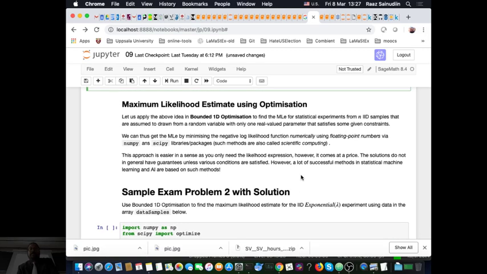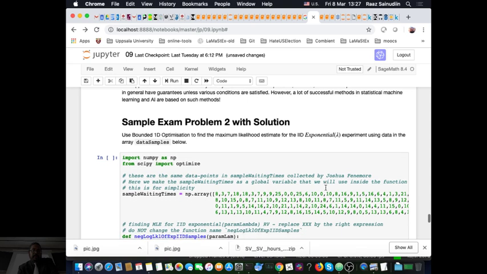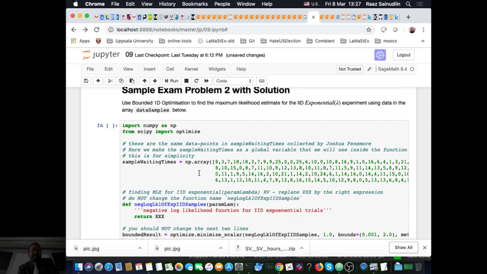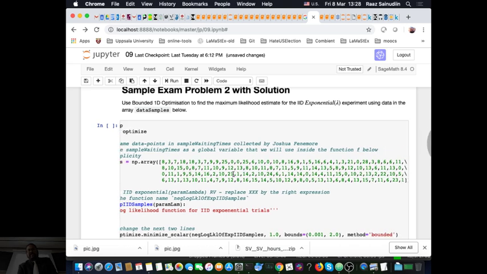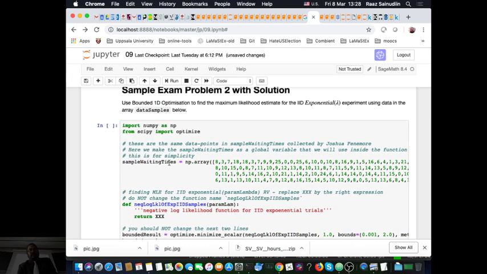Maximum likelihood estimate using optimization is basically the thing here. What do we do? So let's say we look at the sample waiting times problem, right? This is actually Joshua Fenmore's data about the orbiter waiting times in Christchurch. And it's just up to minutes, right? So this is the data I collected. And I'm just going to call that the data.